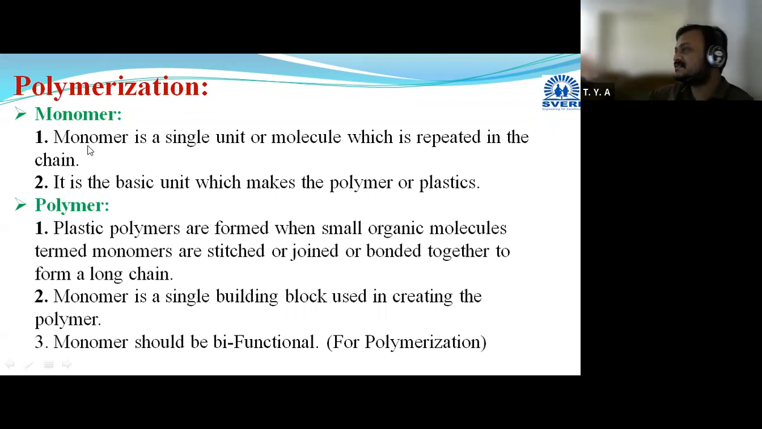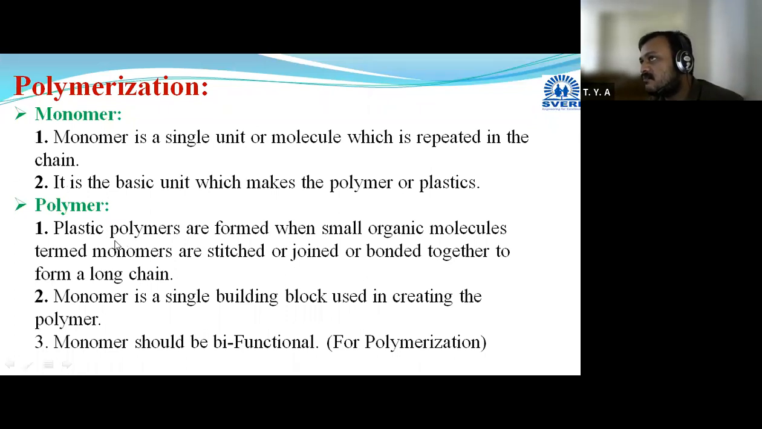Monomer is the single repeating unit or molecule, and when a number of monomers are stitched or joined together, then whichever chain is formed, that chain will be considered as polymer. Clear? Okay, I will read it. I have explained it. Monomer is the single unit or molecule which is repeated in the chain. Single identical unit, it should be identical. A single identical and repeated unit will be considered as monomer. And when a number of monomers are stitched or joined together, it will be considered as polymer.